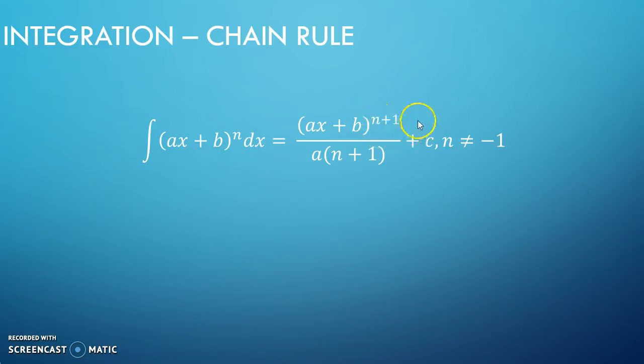Again, we add 1 to the index, keep the brackets, what's in the brackets the same in the numerator, add 1 to the index, and then we divide it by a, so that constant in front of the x, multiplied by n plus 1. Again, don't forget your plus c, and also it only applies for n is not equal to -1. So write that down in your books as well. We'll refer to that fairly regularly this term as well.